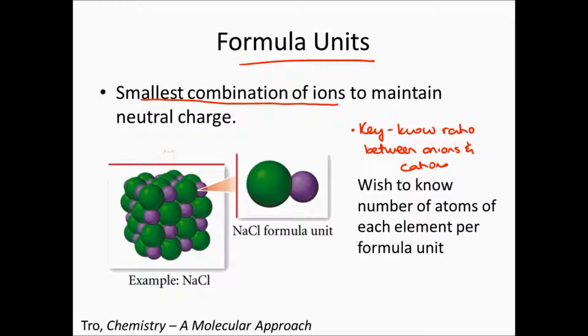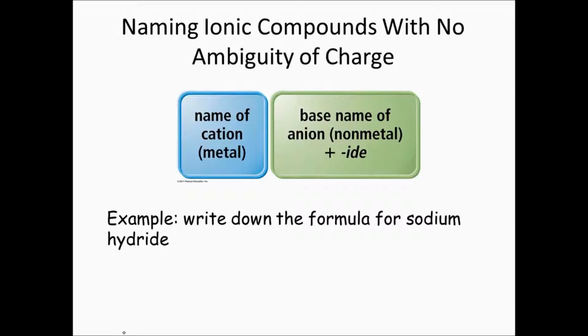And so what we want to do is to find the number of atoms of each element per formula unit. And to do that, the crux of the issue is to balance the charges such that the formula unit has zero net charge. It is neutral. And we're going to start with the straightforward ones, specifically those ions where we have no ambiguity of charge.